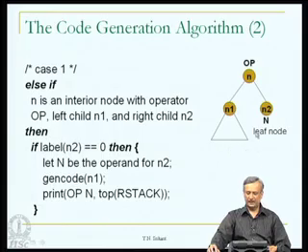Case 1 is when the right operand is a leaf and the left operand is a subtree. So, n is an interior node with operator op, left child n1 and right child n2. The right child is a leaf node, that is, if label n2 equals 0, let n be the operand for n2. Now we generate code for n1 by calling the routine gen code recursively on this subtree. Once this is completed, the top of R stack will contain the result of n1. So, we generate code op n comma top R stack. Now again the top of R stack will contain the result of this entire tree as well. So, we have restored the stack the way it was.